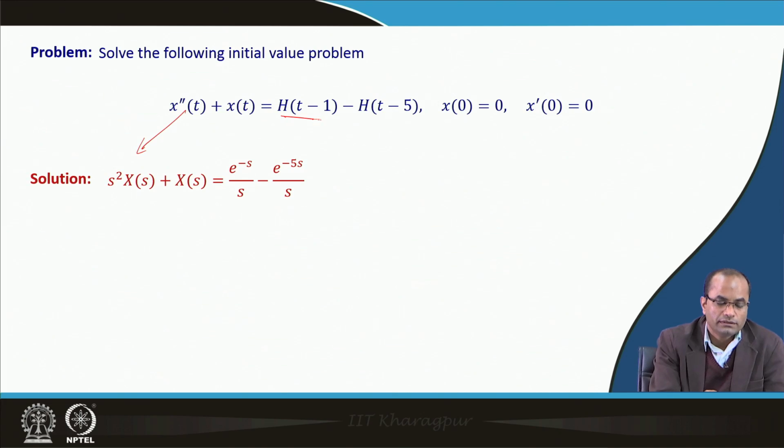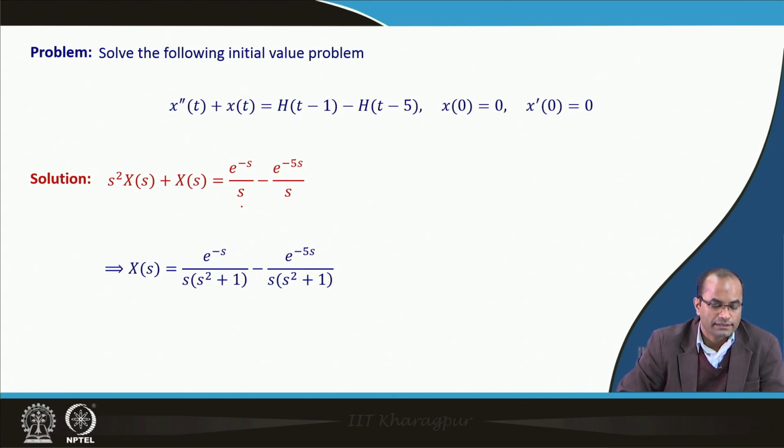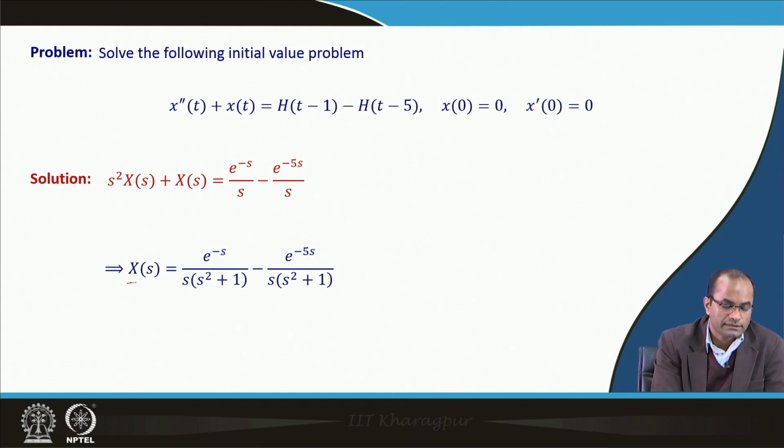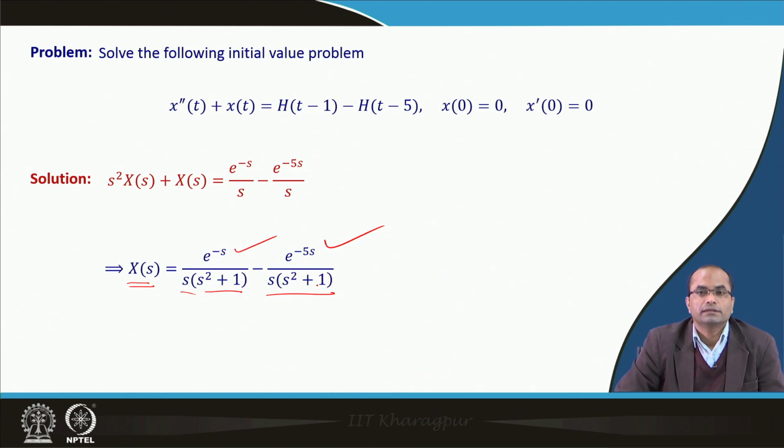Here the Laplace transform of the Heaviside function H(t minus a) is e to the power minus a s over s, and in this case it is e to the power minus 5 s over s. Then X(s) will be e to the power minus a s over s(s squared plus 1), with e to the power minus 5 s and again s times (s squared plus 1).